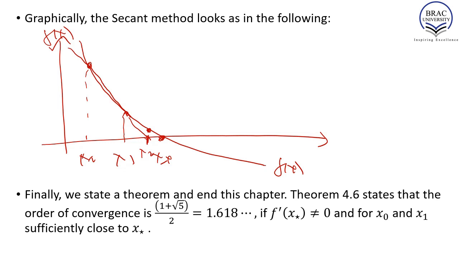Finally we study the theorem. In this chapter, Theorem 4.6 states that the order of convergence is (1 plus square root of 5) over 2, which is 1.618. Remember, this is the order of convergence alpha that we discussed a few lectures back. If f prime of x star is not equal to 0, and x0 and x1 are very close to x star, then this method is well defined and gives very fast convergence. That's all about the secant method, and we stop here. This is the end of this chapter.